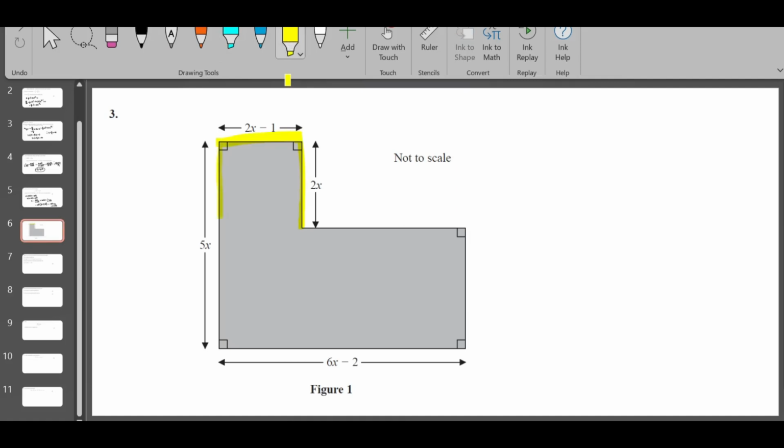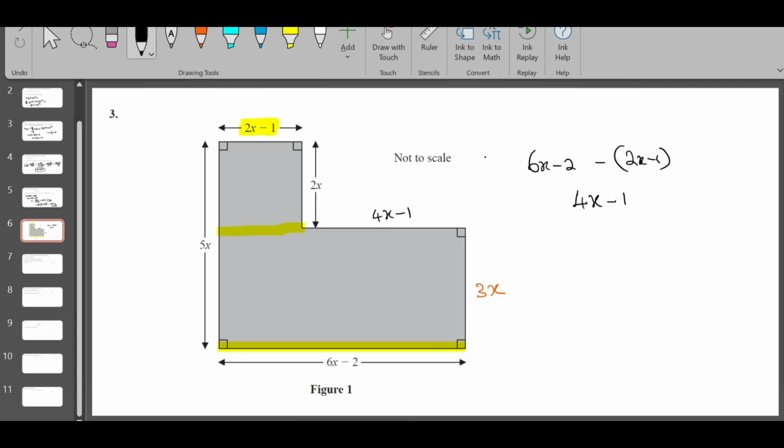This is 2x, this is 5x, this is 6x minus 2. But these two measurements are missing, right? We need to find that. We know the total length is 5x, right? And this is 2x, so this will be 5x minus 2x, 3x. Okay, and then this total length is 6x minus 2, and this length is 2x minus 1. So 6x minus 2 minus 2x minus 1 is 4x minus 1.